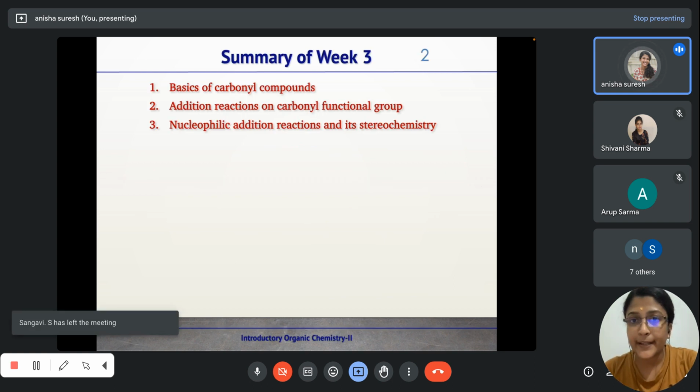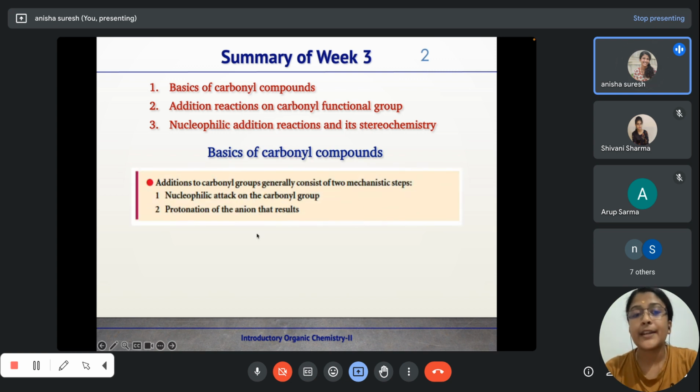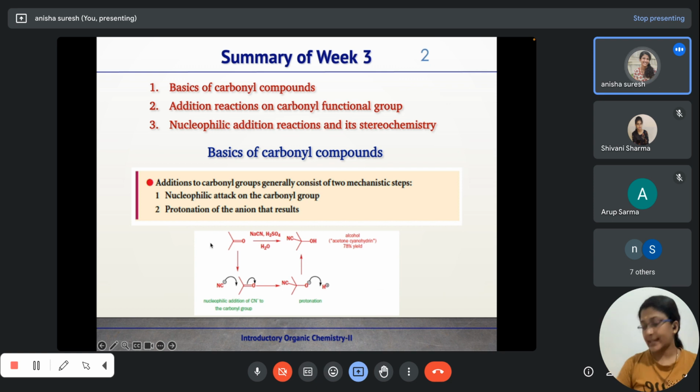So coming to the summary of week 3, in this week, basics of carbonyl compounds were discussed, followed by addition reactions on carbonyl functional group and then nucleophilic addition reactions and its stereochemistry. So coming to the basics of carbonyl compounds, additions to carbonyl compounds generally consist of two mechanistic steps. So first will be the nucleophilic attack on the carbonyl group, followed by protonation of the anion that results. So we can see here.